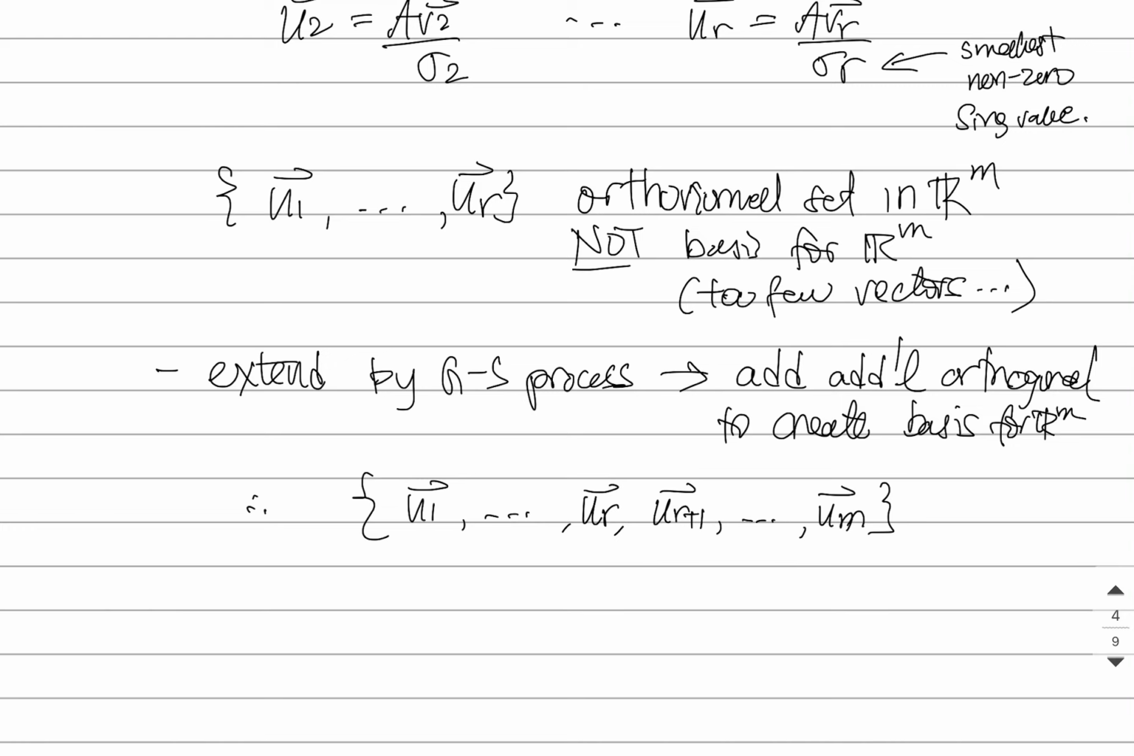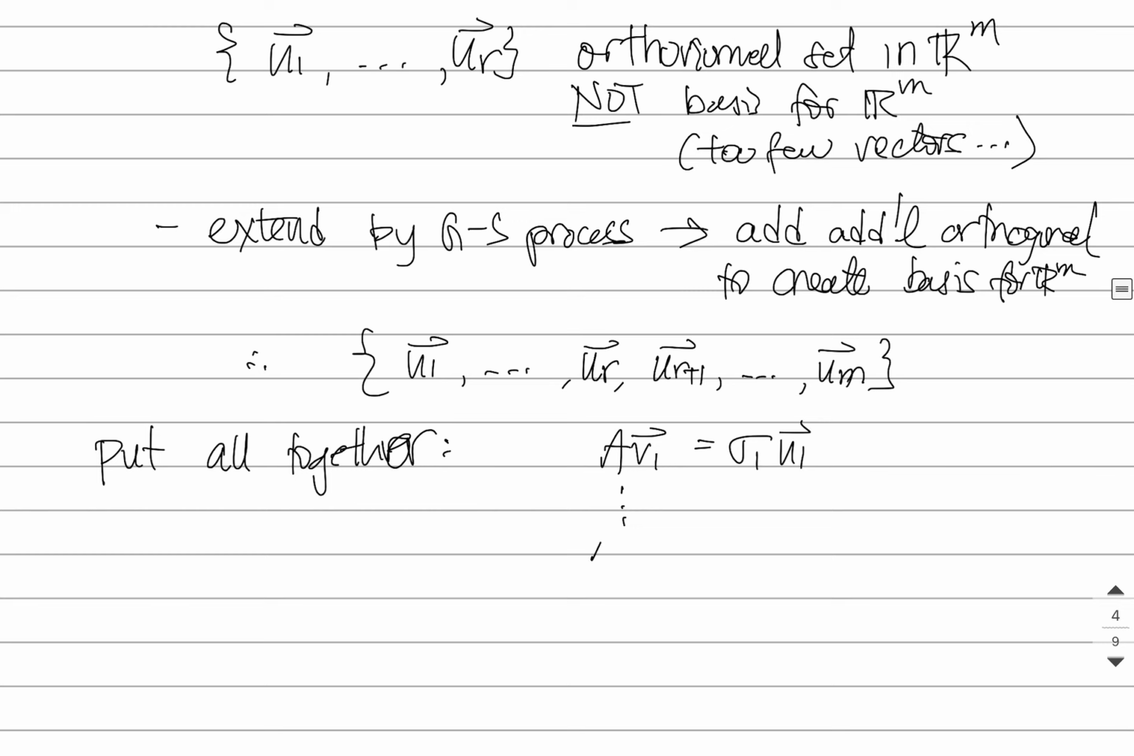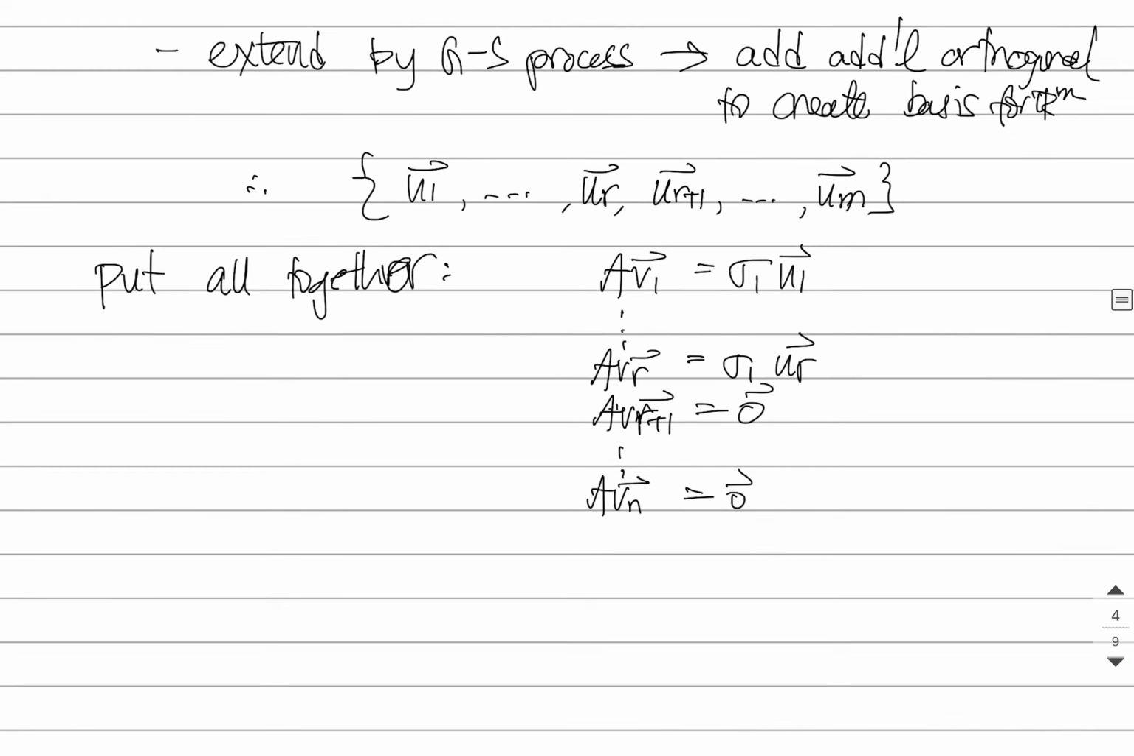So here's what we've got. We can put it all together. And what this is going to do is have some information about A pop out for us. We've got these AV1 equals sigma 1 U1 all the way down to AVR equals sigma R UR. And after that, we've got these AVRs. AVR plus 1 is 0, and that'll go all the way down to the very last one. They're all 0.